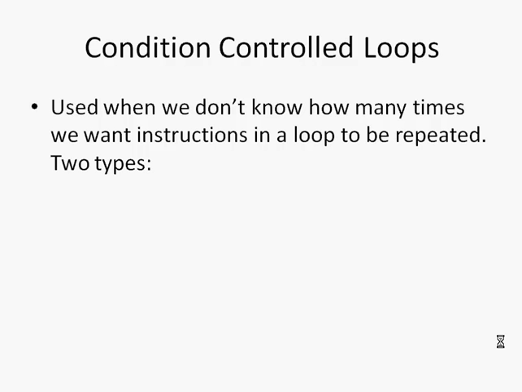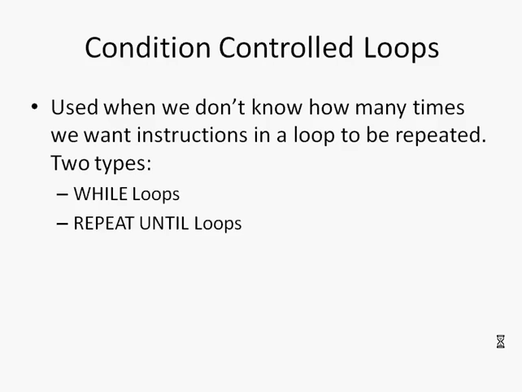Now we'll look at condition control loops. These are used when we don't know how many times we want instructions in a loop to be repeated. So if we think about our for loop that we just did, because we said for loop 1 to 10, we knew that we wanted the loop to execute those 10 times. But often in programming, particularly when you're retrieving a bunch of records from a database, we don't know how many records are in that record set that goes to the VB.NET program. We need to use condition control loops. But they're useful in other places as well.